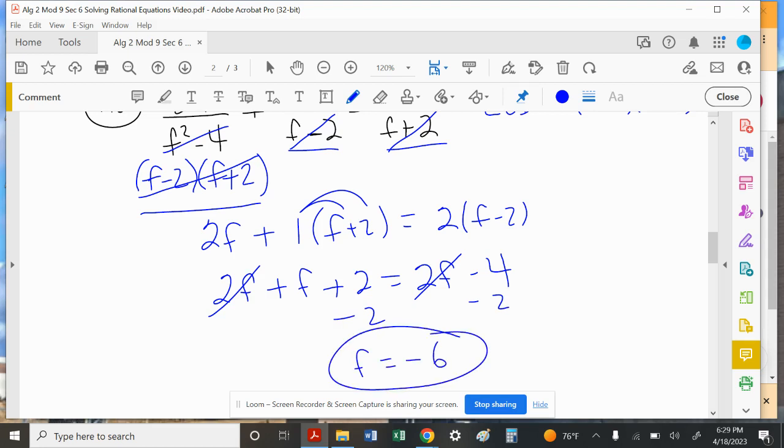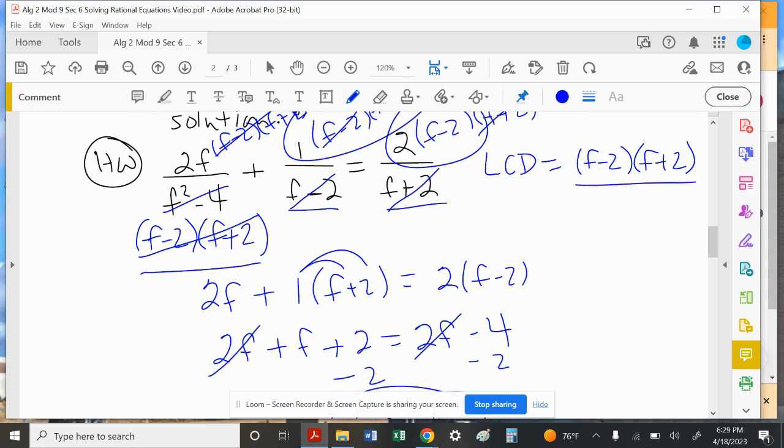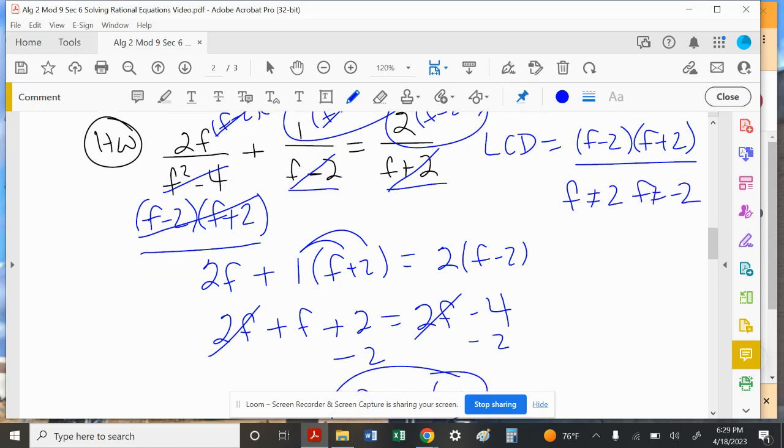We think that's the answer. We check for extraneous solutions. Notice in this case, f cannot equal 2, and f cannot equal negative 2.